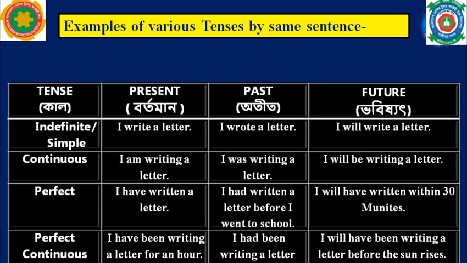Present perfect tense, right? Here is a tense mentioned here. I had written a letter before I went to school. I have already explained. In case of past perfect tense, two actions occurred. The action that occurred before will be past perfect, and the later action will be past indefinite.